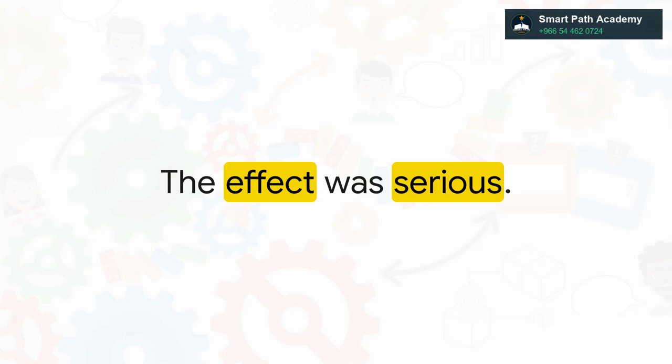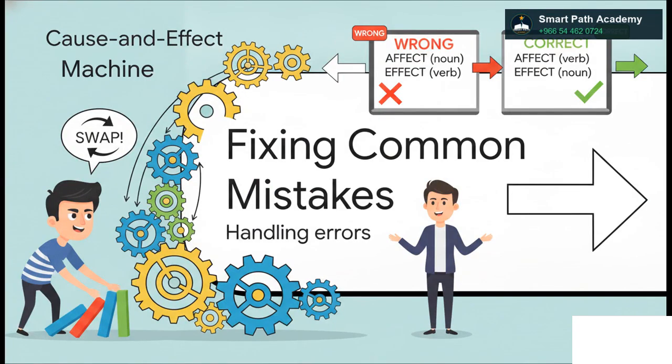And then, inside the machine, you can see this whole domino chain reaction happening. The gears are turning, the dominoes fall over, and boom, the machine spits out the noun effect. This is the serious end result of all that noisy action. Their concentration is totally gone. That's the solid end result box sitting right there on the floor. The effect was serious.